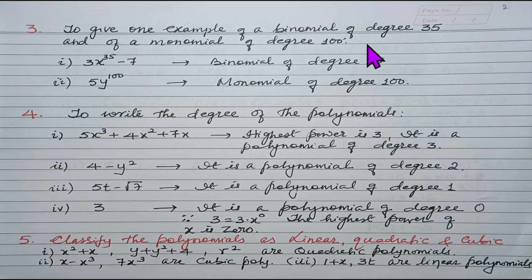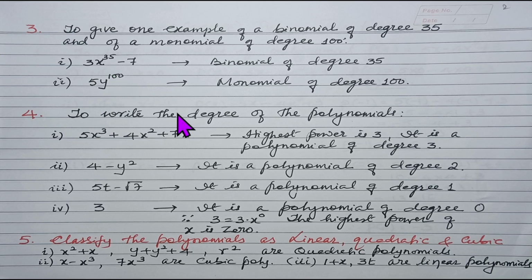Now to give one example of a binomial of degree 35 and of a monomial of degree 100. 3x raised to 35 minus 7, the power is 35, the degree is 35, and there are two terms here, therefore it is a binomial of degree 35. 5y raised to 100, the power of y is 100, and 5y raised to 100 is a monomial, so it is a monomial of degree 100.